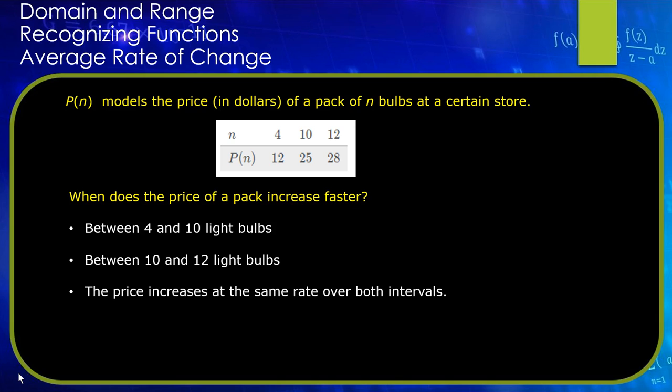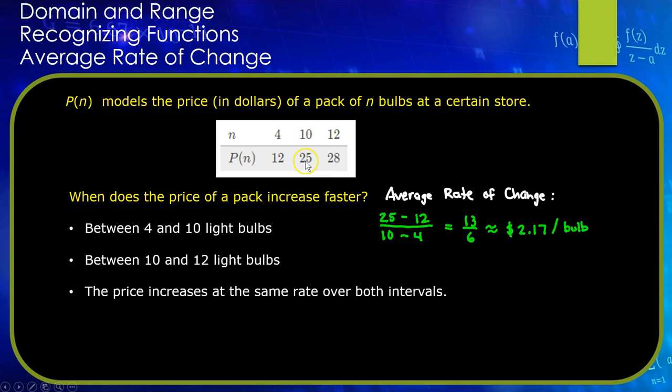Okay, so to answer this question, we again have to calculate the average rate of change. I'm just given ordered pairs, like a table again. Here's my n value, here's my P of n value, or my y value. So between 4 and 10 light bulbs, the average rate of change is going to be 25 minus 12 over 10 minus 4. That's where I got those values from.